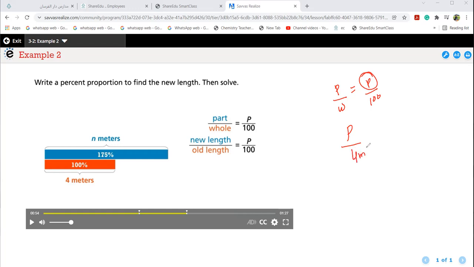4 meters, right? See the length? How much did they give you? 4 meters. The new length you don't know. You just keep this as same, and then percentage. How much percentage?